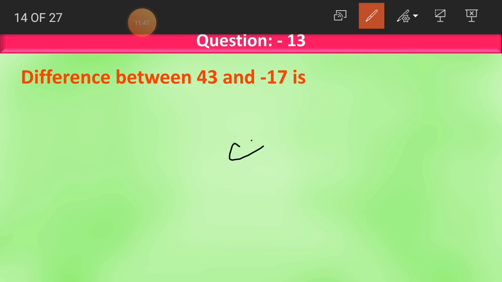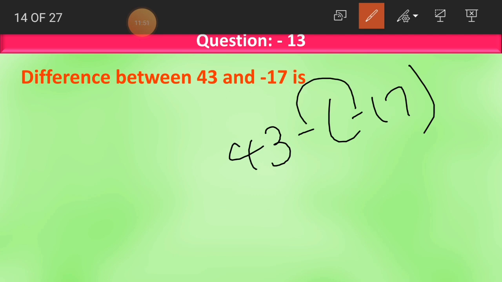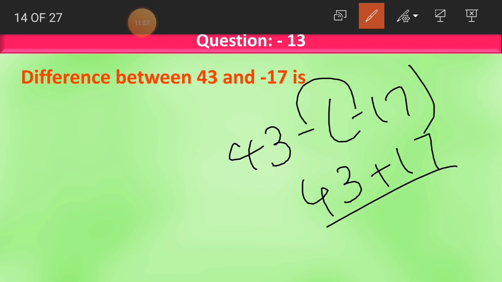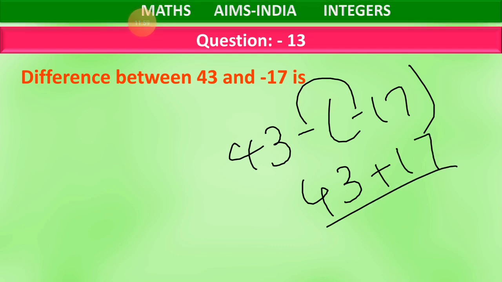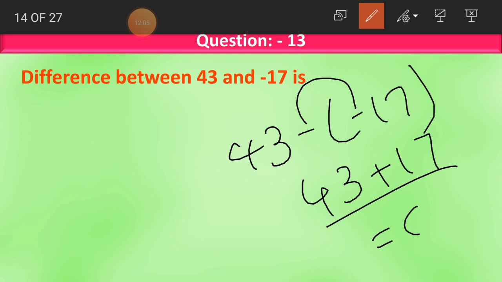As I said, difference is 43 minus of minus 17. Minus into minus, same signs. When we multiply same signs, the answer will be plus. So 43 plus 17. We know 43 plus 17. How do we add it? We add them as whole numbers, which we do normally. The answer will be what? The answer will be 60.